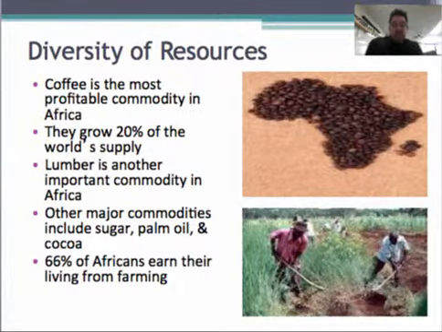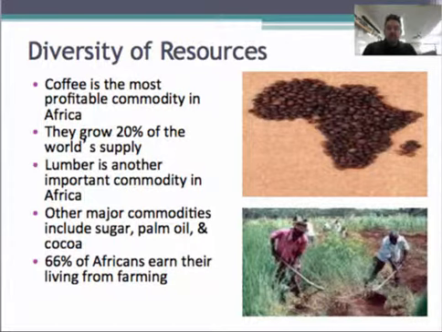Now, from rainforests to roaring rivers, Africa possesses an incredible diversity of resources. After oil, coffee is the most profitable commodity in Africa, and even though few Africans drink coffee, the continent grows 20% of the world's supply. Lumber is another important commodity. Nigeria leads African nations in lumber exports and ranks 8th worldwide in that area. However, logging is depleting Africa's forests, and every year loggers clear an area of land in Africa about twice the size of New Jersey. Other major commodities include sugar, palm oil, and cocoa.